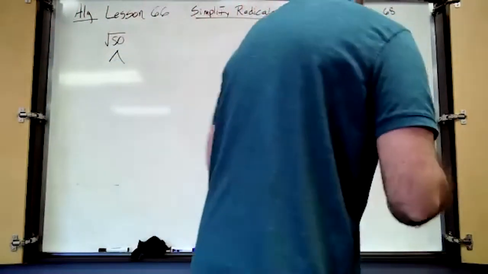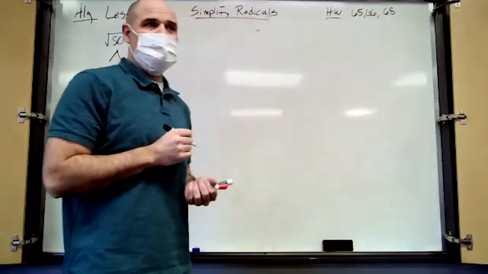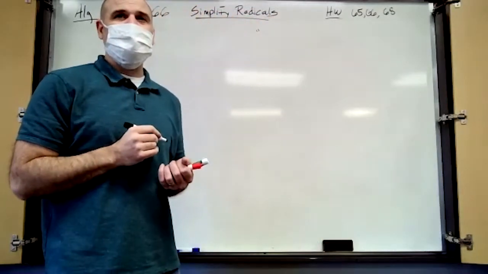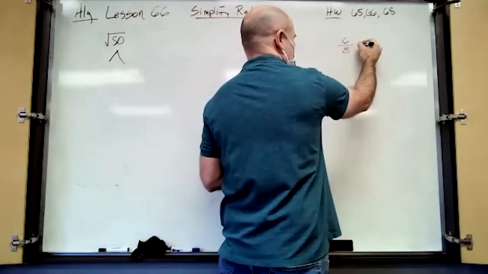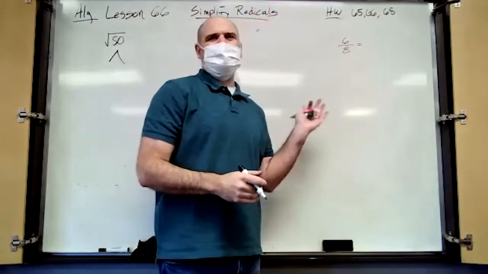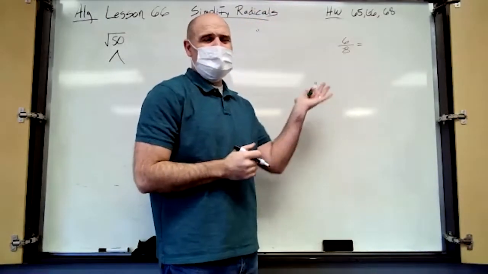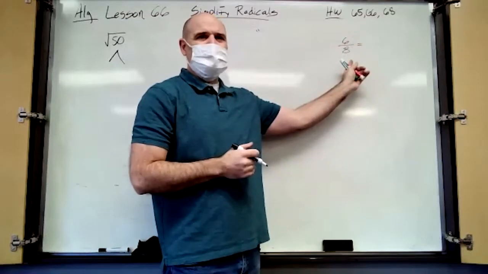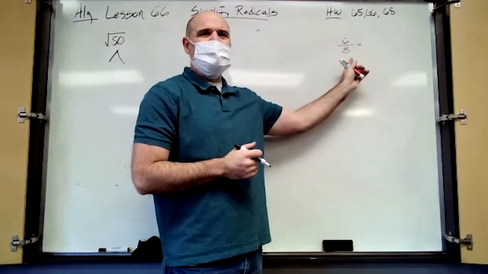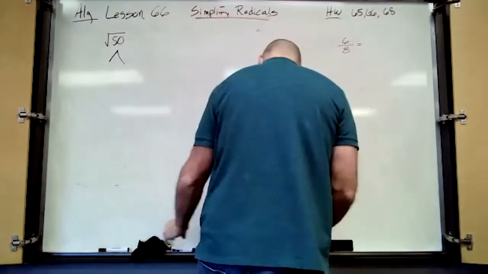Do you remember the magic question? What do you ask yourself? Well, if it was something like this, what do you ask yourself to reduce it? Well, I think you can reduce this in your head without even asking a question, but what's the question you have to ask yourself here? What goes into? Yeah, what goes into both 6 and 8? What can you divide out of both 6 and 8? All right, so that was the magic question for reducing fractions.